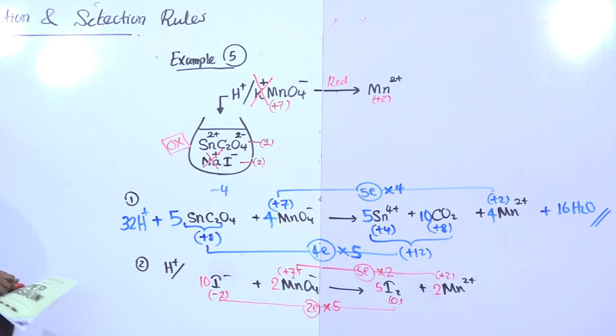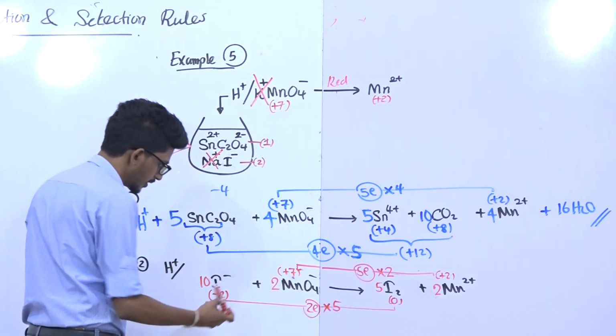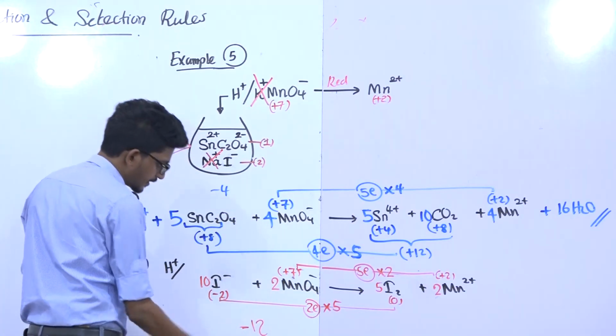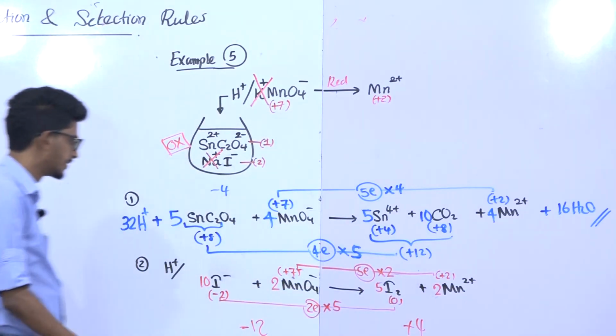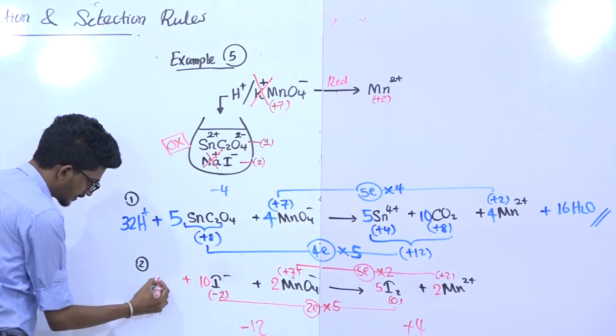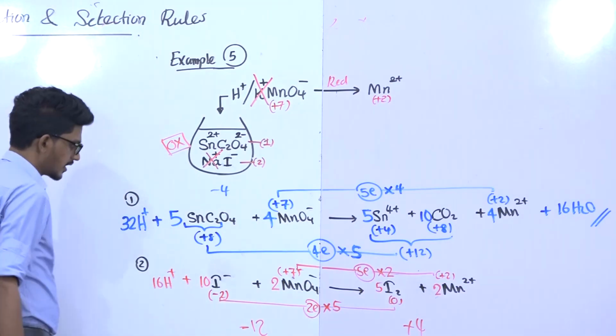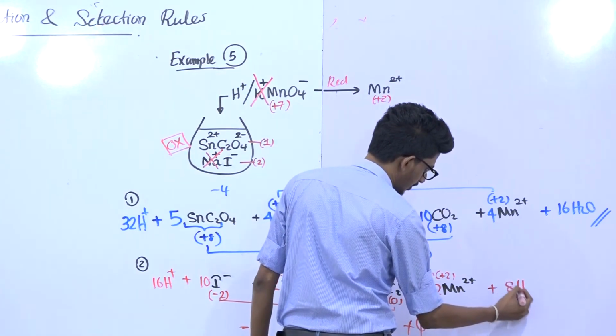Finally, charge balancing. -10 is there, -12 at this side, and +4 appearing at this side. So altogether 6 units of difference. So you need to come up with 16 H+ and how many water molecules? So about 8 water molecules are needed.